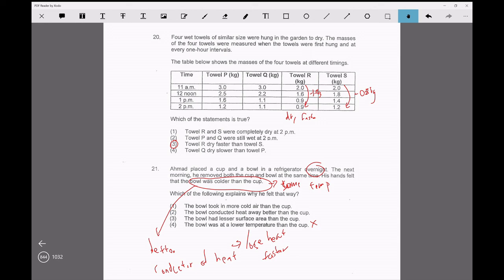So when you touch it, because the bowl is a better conductor of heat, the bowl will take away heat from your hand faster. That's why you feel colder. Okay, not because the temperature is different, the temperature is the same.